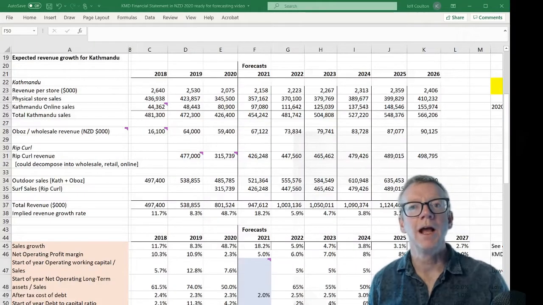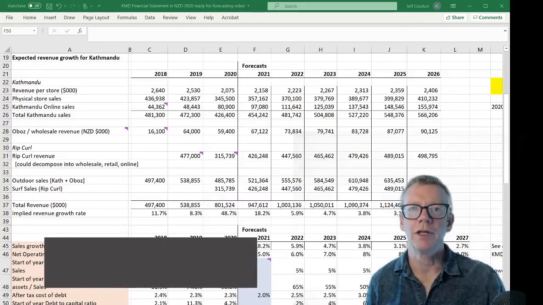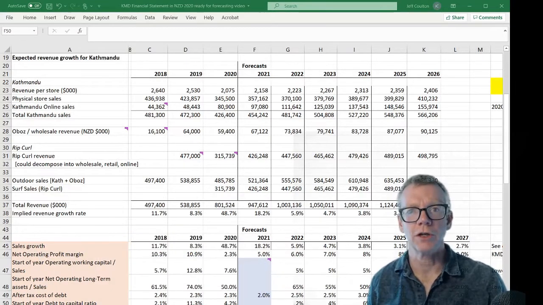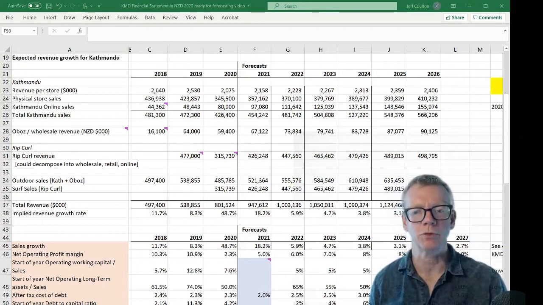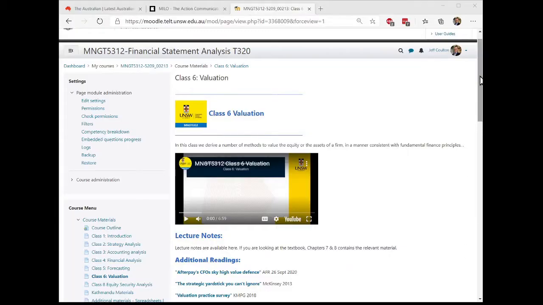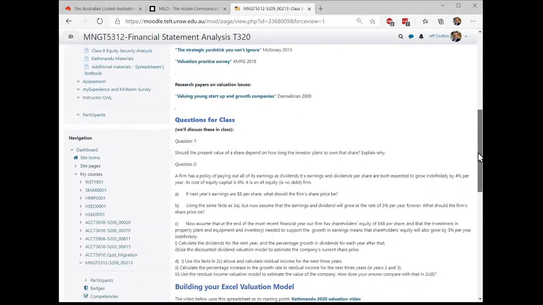Hello everyone. In this video, we're going to go through the process of building up our valuation model. I'm going to assume that we have our forecast of sales growth, operating profitability, asset turnover, capital structure, and cost of capital. You can get our starting point using this file on Moodle.